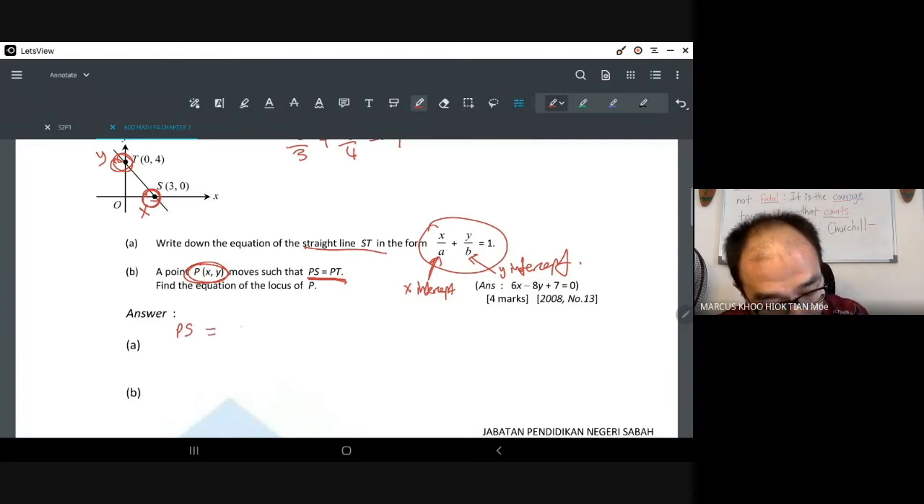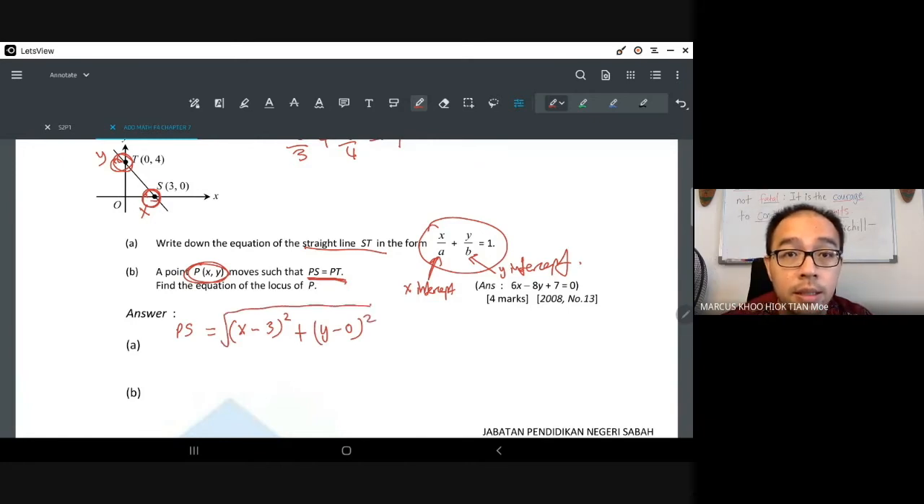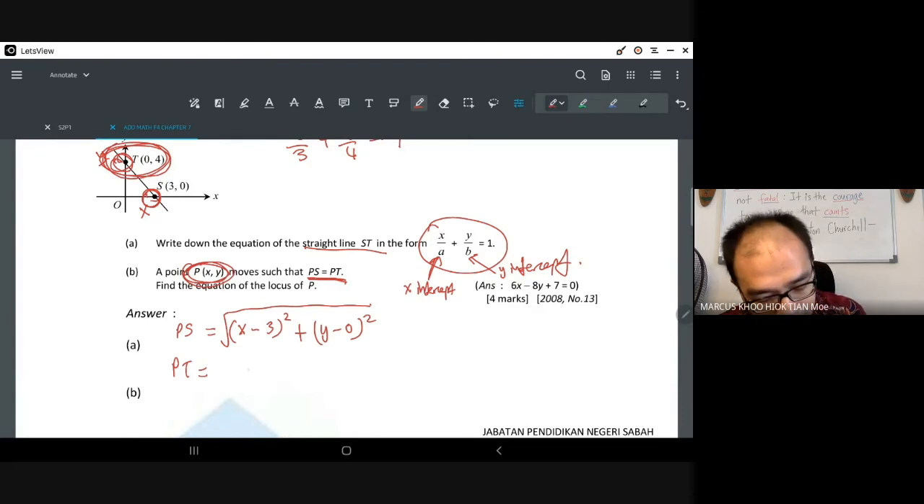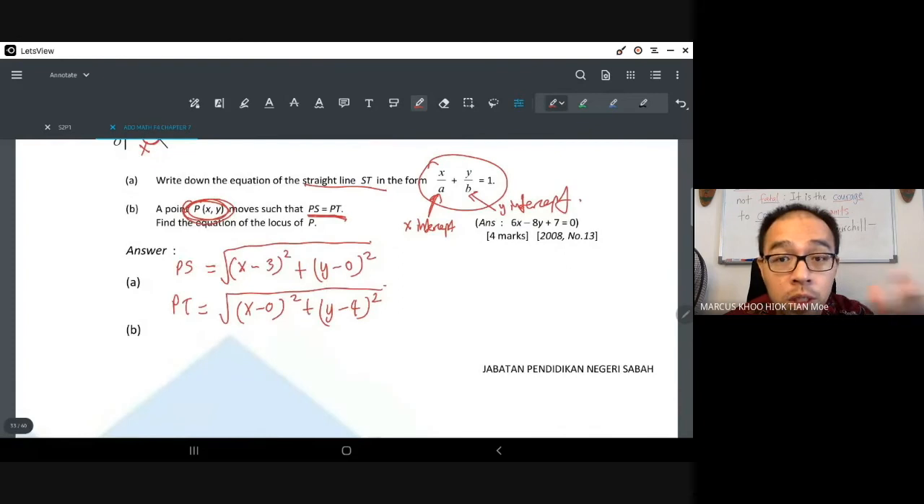Okay, PS will be square root of x minus 3 squared plus y minus 0 squared. PT, P dan T. Okay, square root of x minus 0 squared plus y minus 4 squared. Dan dia cakap, kedua-dua ini adalah sama jarak. Okay, this is the same distance. So, saya boleh kasih sama ini 2 lah bahkan.